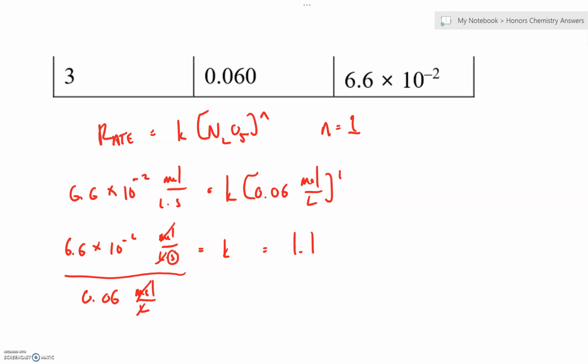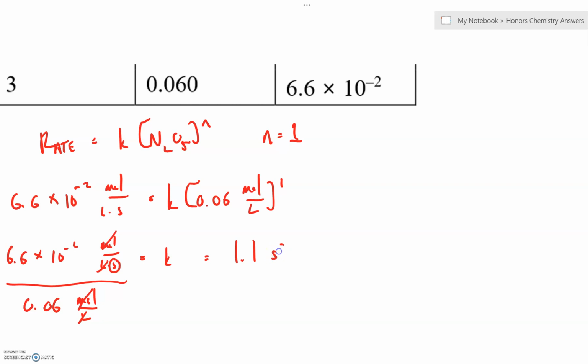And that can be tricky to write, but we're just going to say that we are using the inverse of seconds. There you go, ladies and gentlemen. The answer to question number 1. The order is 1. And the value and units of the rate constant K is 1.1 seconds to the negative 1. All right? That's all we're doing.